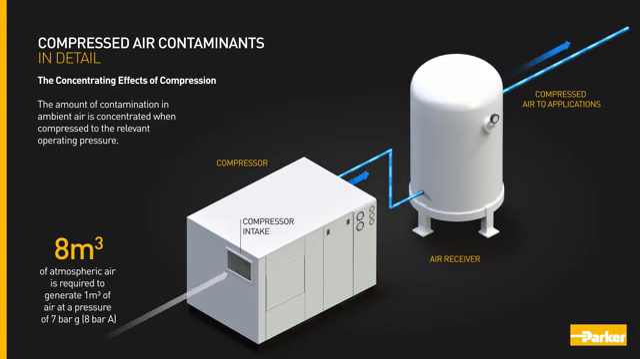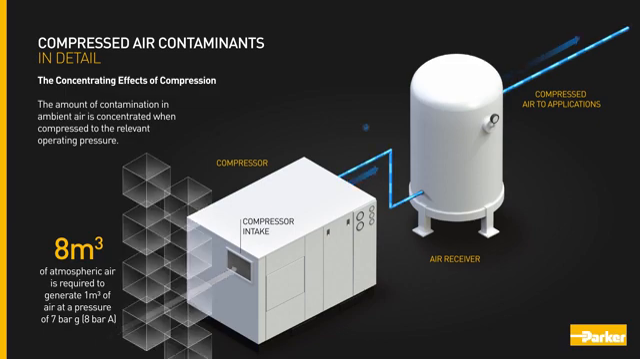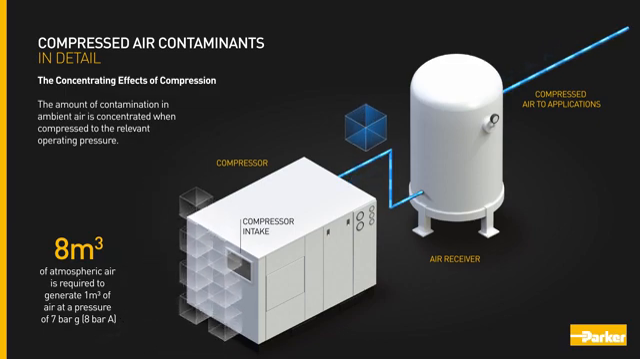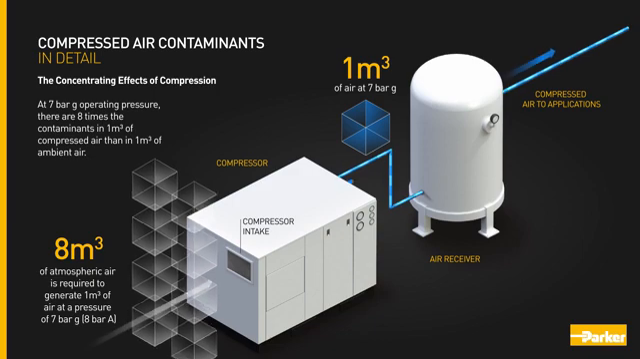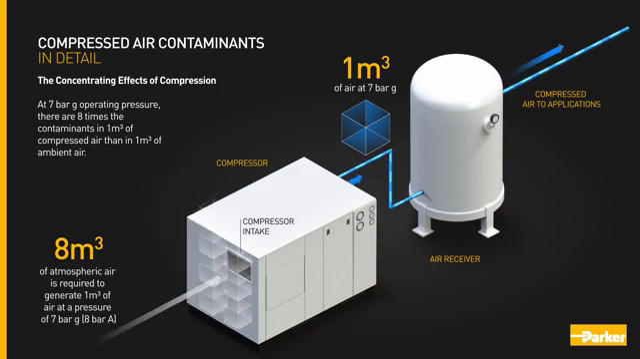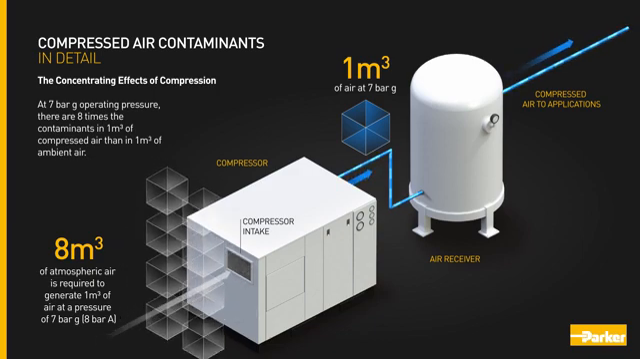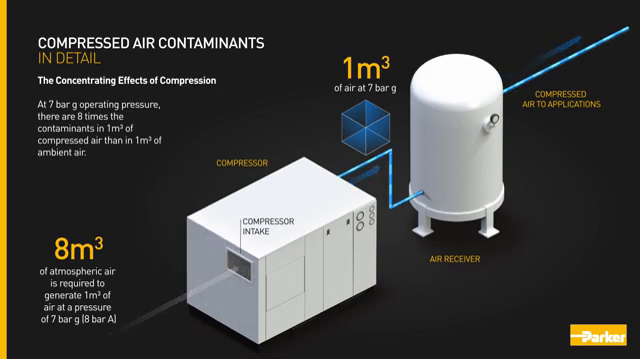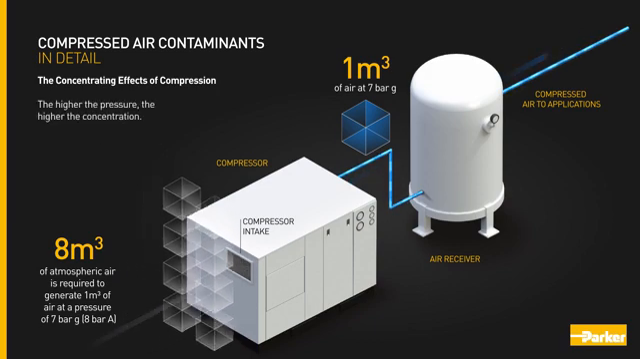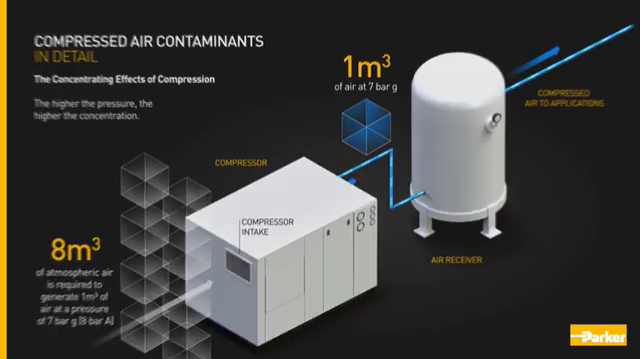The amount of contamination in ambient air is concentrated when compressed to the relevant operating pressure. At 7 bar G operating pressure, there are 8 times the contaminants in 1 cubic metre of compressed air than in 1 cubic metre of ambient air. The higher the pressure, the higher the concentration.